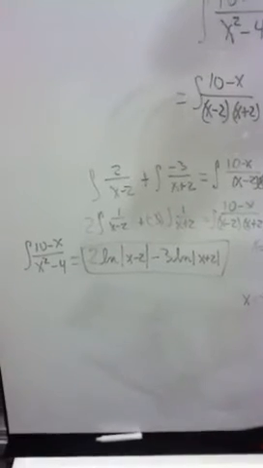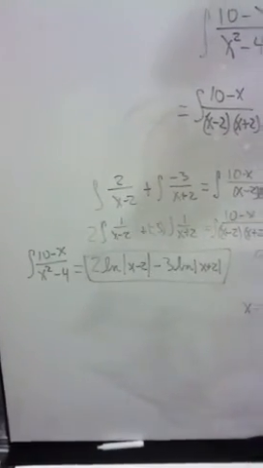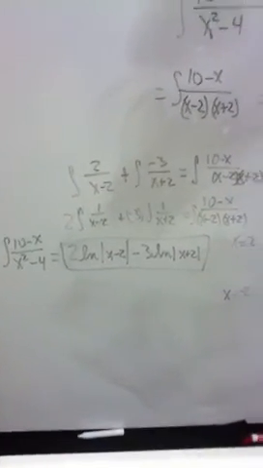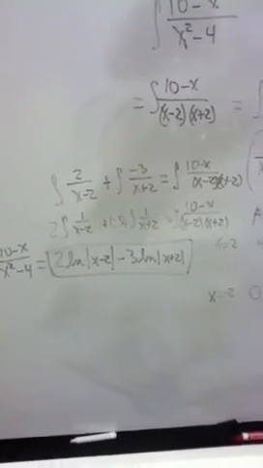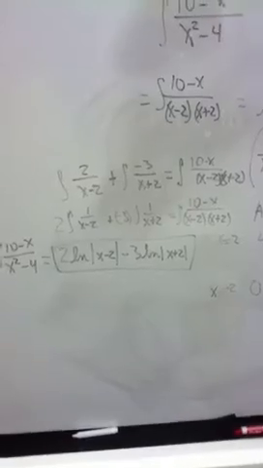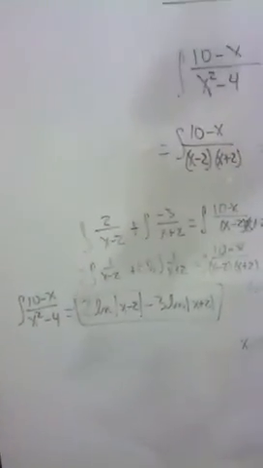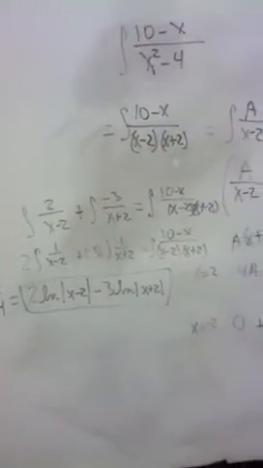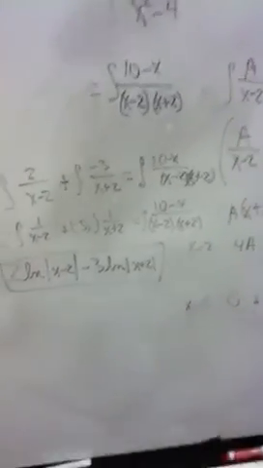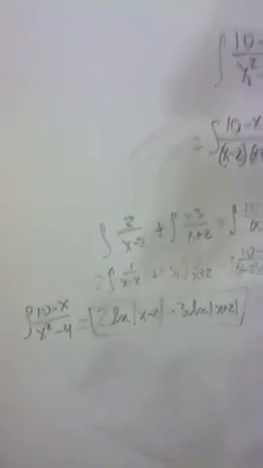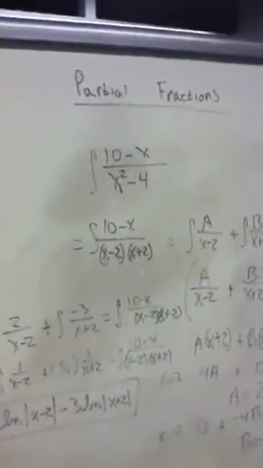So the integral of 10 minus x over x squared minus 4 is just going to be equal to 2 times the ln of the absolute value of x minus 2, because we're doing the integral, it would be absolute value. And so it's going to be 2 times the ln of the absolute value of x minus 2 minus 3 times the ln of the absolute value of x plus 2. And that would be your final answer. And that is a simple way of doing partial fractions.